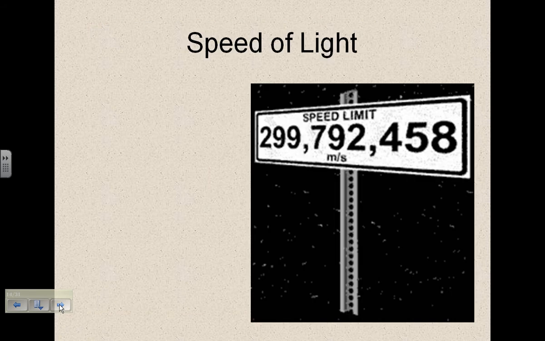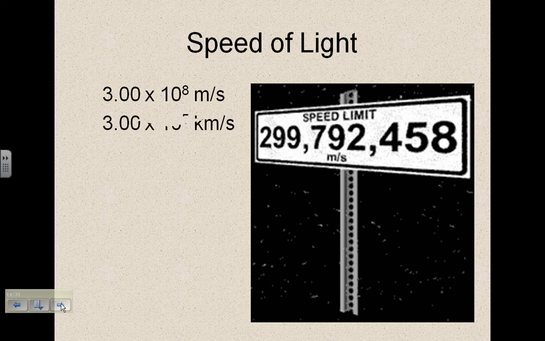Now the speed of light, we're going to use 3 times 10 to the 8th meters per second, or 3 times 10 to the 5th kilometers per second. Remember, we use the variable c for celer, which means fast in Latin. So the speed of light is c whenever we use an electromagnetic wave in a vacuum.